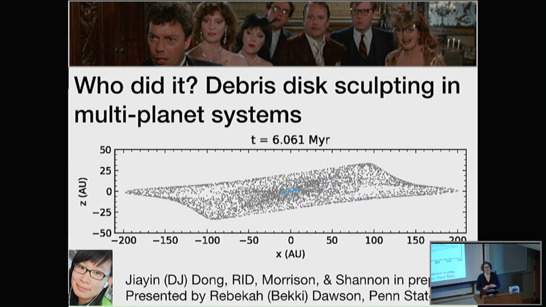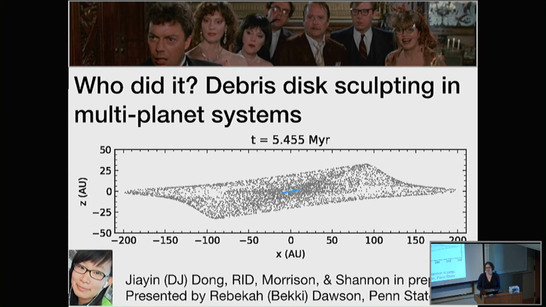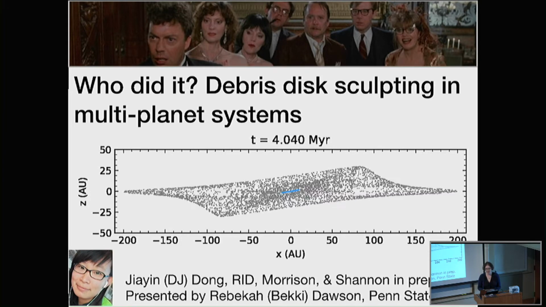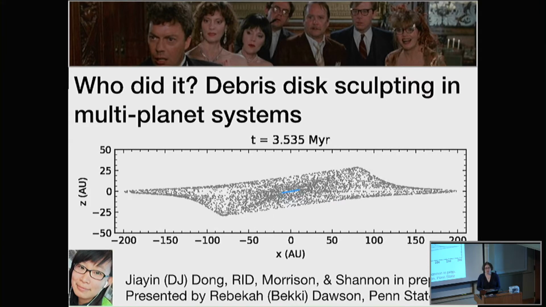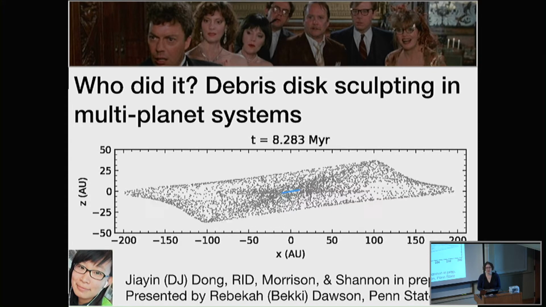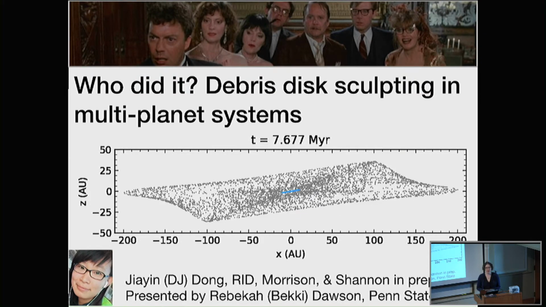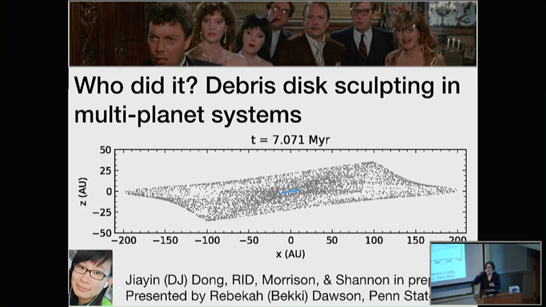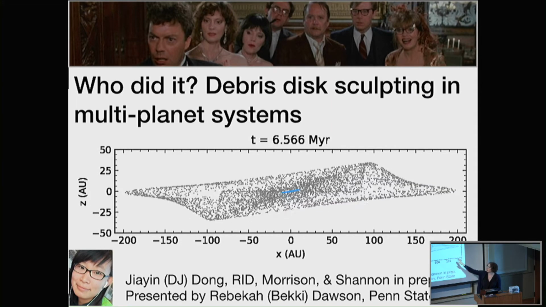Hello, I'm Bekki Dawson, and I'm excited to talk to you about debris disk sculpting in multi-planet systems. This is a project led by graduate student DJ Dong in collaboration with me and postdocs Sarah Morrison and Andrew Shannon. So a debris disk is a disk of leftover material from planet formation, like our solar system's Kuiper belt and asteroid belts. And just like Neptune affects the orbits of things in our Kuiper belt, like Pluto, exoplanets can sculpt the orbits of their debris disks. So here we're looking at a disk edge-on, where a planet on an inclined orbit is creating a warp in the disk.